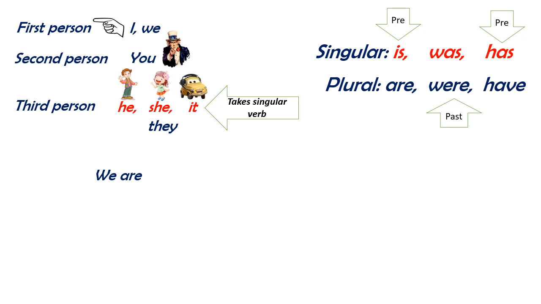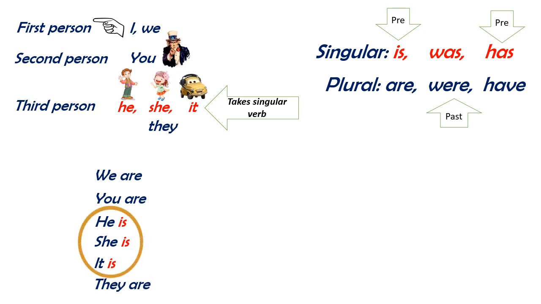We are, you are, he is, she is, it is, they are. Notice here the third person singular which we memorized, he, she and it alone takes singular verbs.